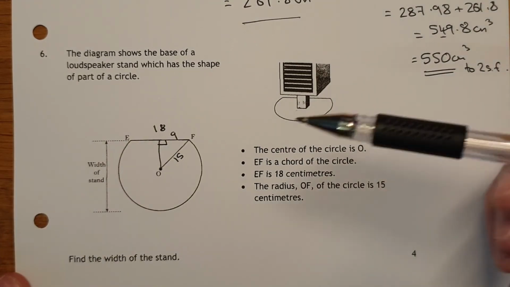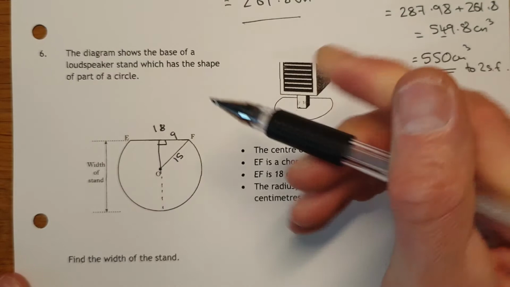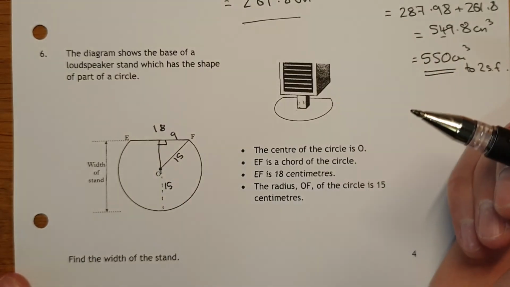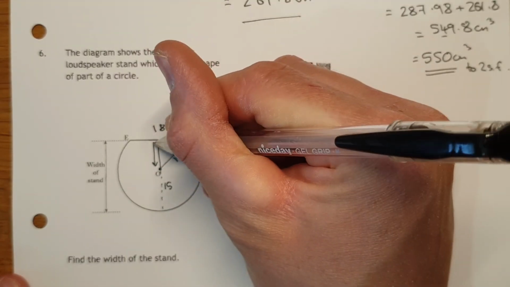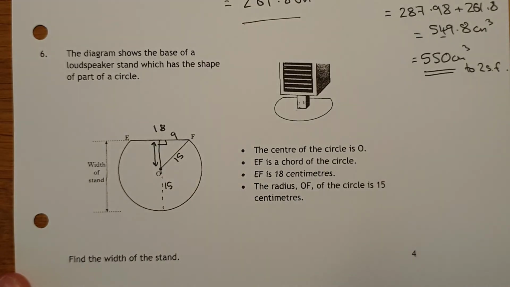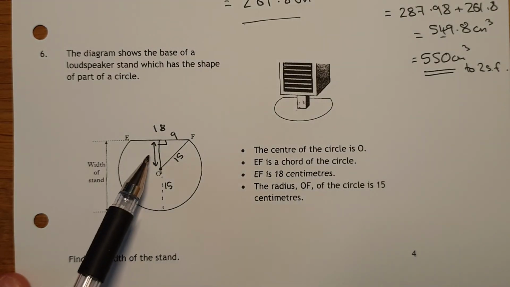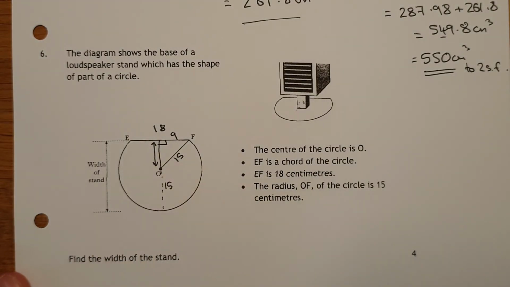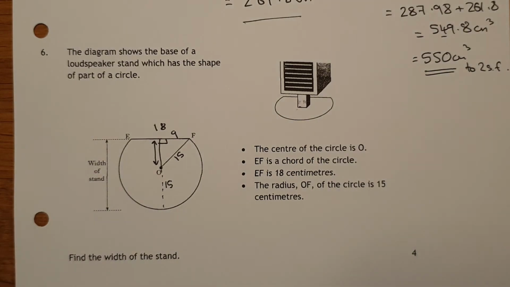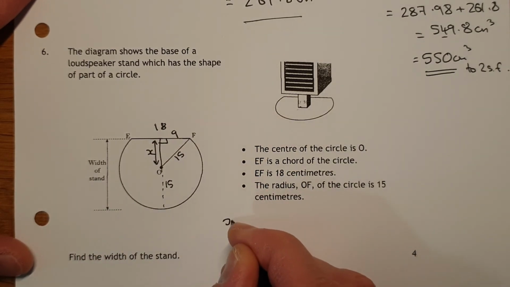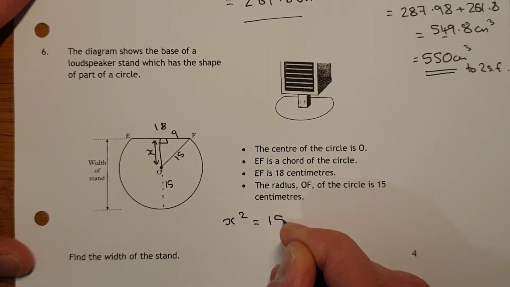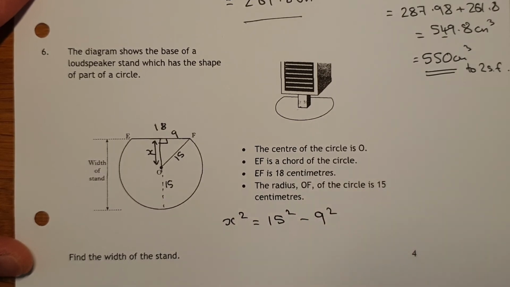Now, this is also a radius, so that has to be 15. So if we can work out this measurement here, we just need to add that to 15, and that'll give us the width of the stand. So we need to use Pythagoras to get this measurement and then add it to 15. So because we're finding a shorter side, I can call this measurement here x. It's going to be x squared equals 15 squared subtract 9 squared.